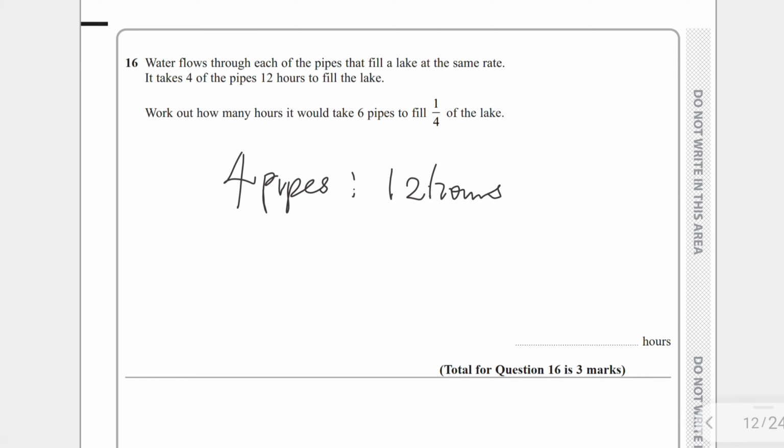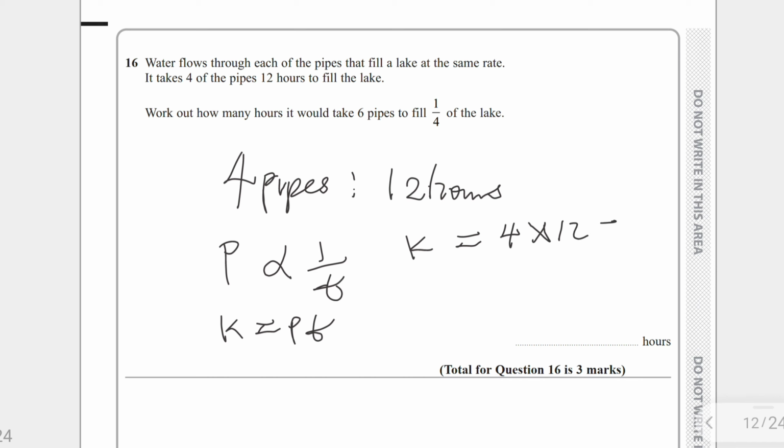So the truth is, this is an inverse variation. So let's say P varies inversely as 1 over T. So that will make the constant equal to PT. So K for the initial value is going to be 4 times 12, which is equal to 48. So work out how many hours it will take 6 pipes to fill 1/4 of the lake.